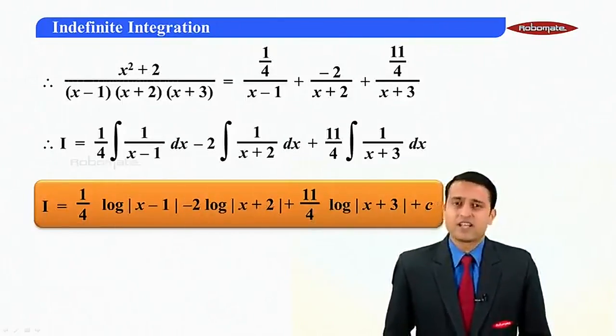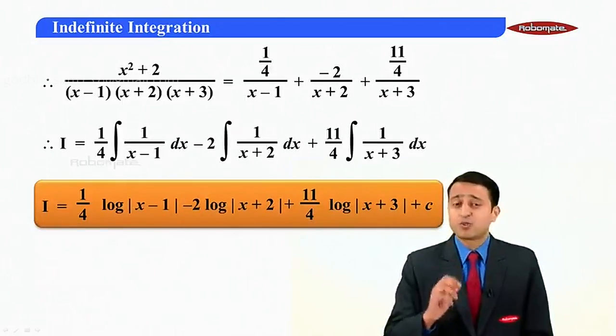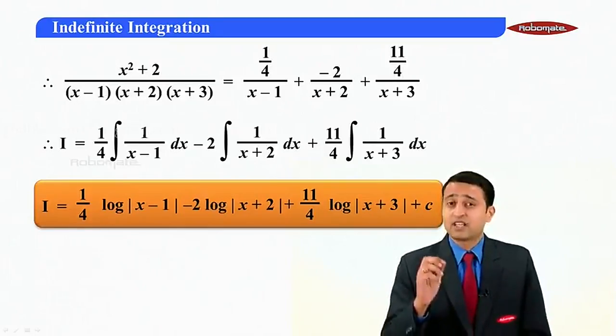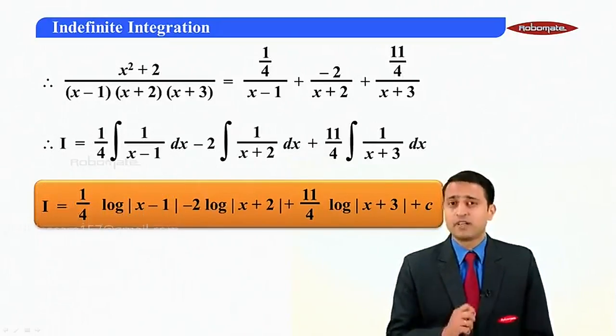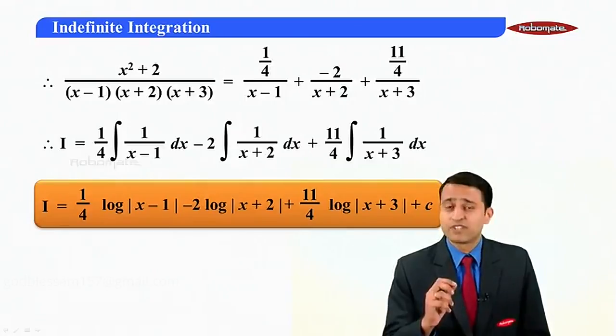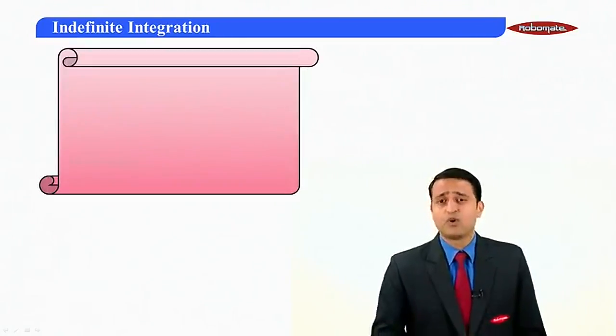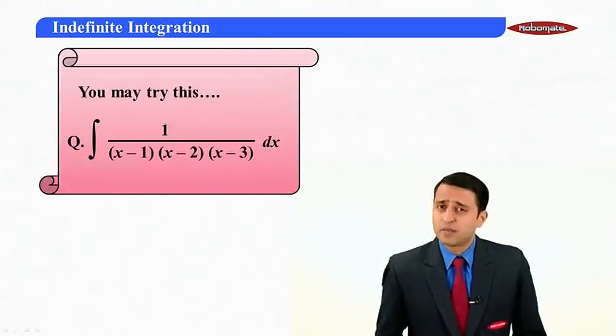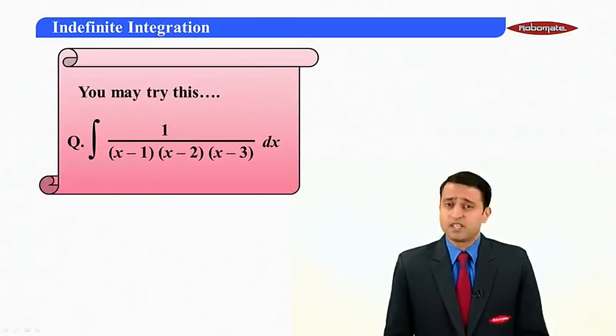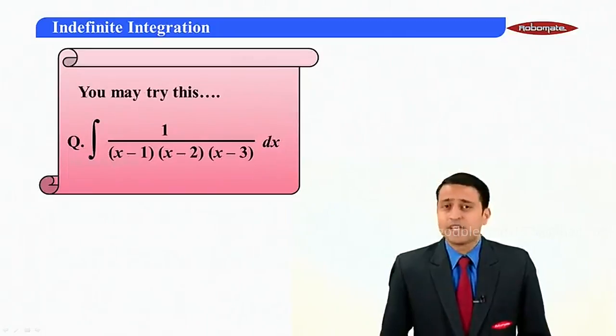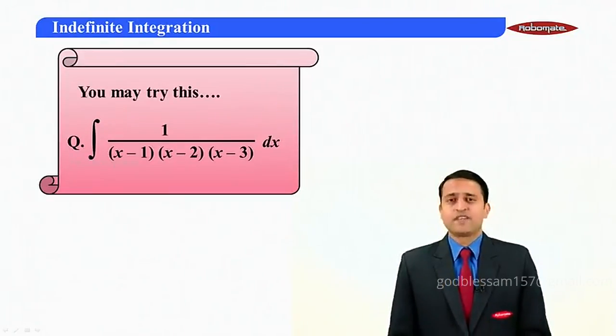That's our final answer. Now we have seen how to evaluate when there are three terms in the denominator, how to find the rational coefficients a, b and c. Let's take one example for homework. Now this is on the same lines. You'll have three unknowns a, b and c in the partial form. Find them, integrate it. That's all we have in this module.